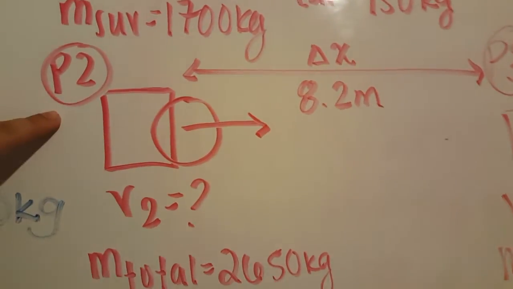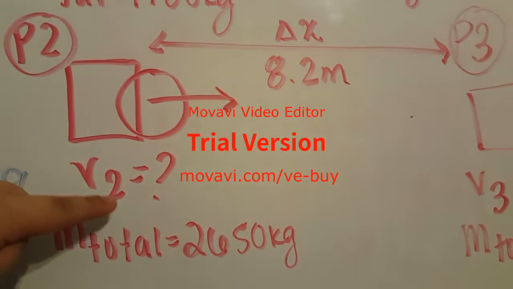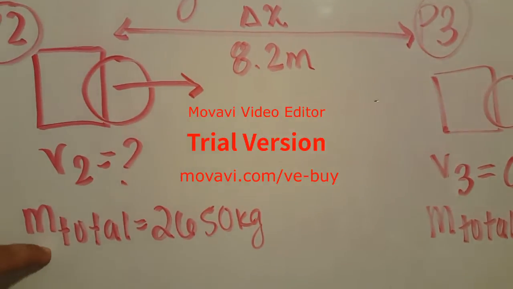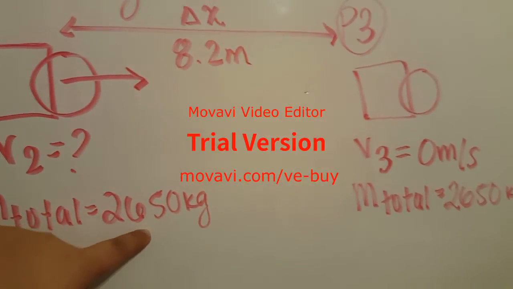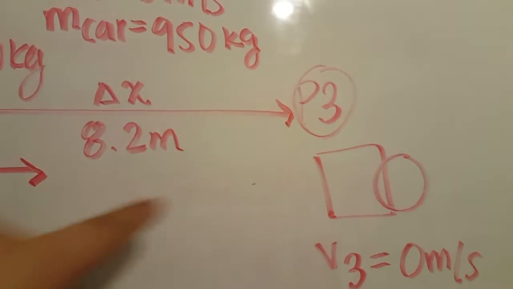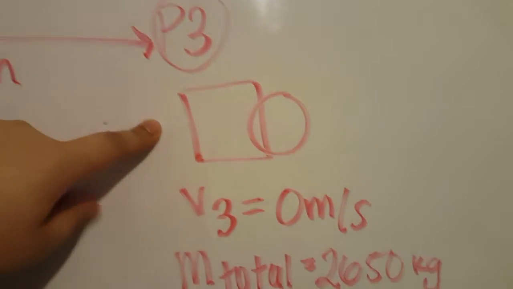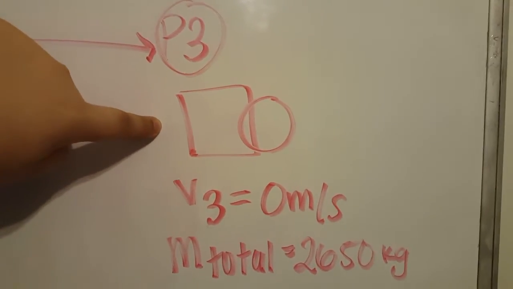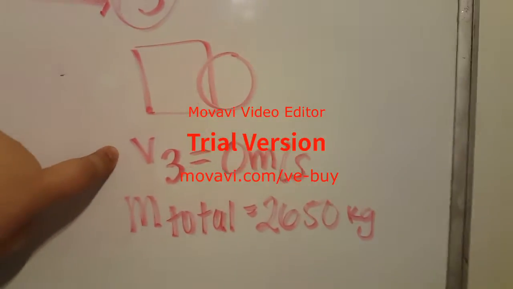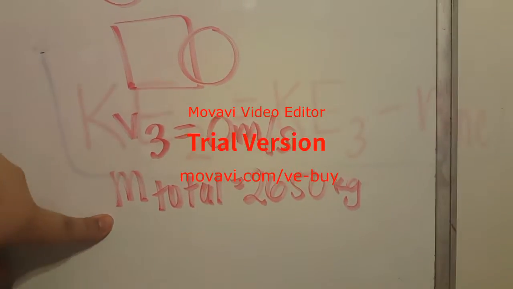At position 2, we have both the SUV and the car moving with the same velocity that we don't know, which is what we'll try to figure out first. But we know that the mass in total is 2,650 kilograms, and the distance it travels between that and position 3 is 8.2 meters. At the end, when the cars have come to rest, both the SUV and the car have a velocity of 0 meters per second, and the total mass is 2,650 kilograms.